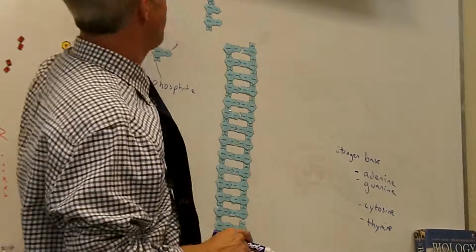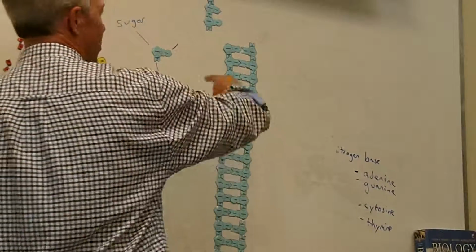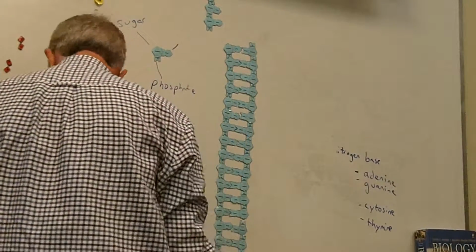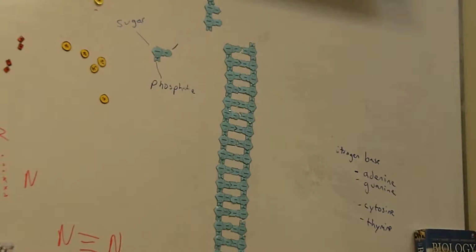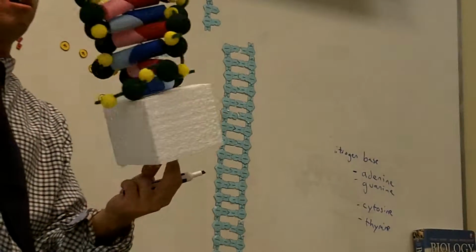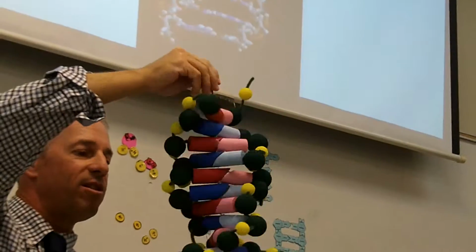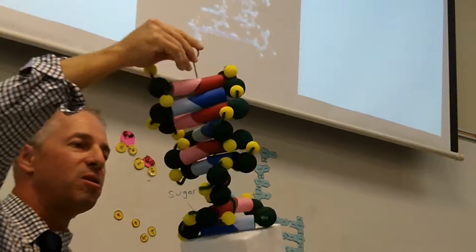Why would we have this molecule? And by the way, this molecule doesn't go straight up and down. It's a twisted ladder. The DNA ladder is a twisted ladder. Here's an actual model that a student made for me. If you would like to make a model, you can do so. I'll give you 30 points extra credit on a quiz.